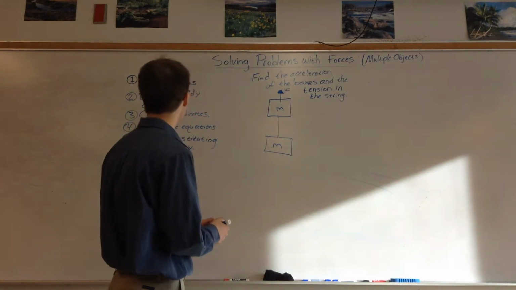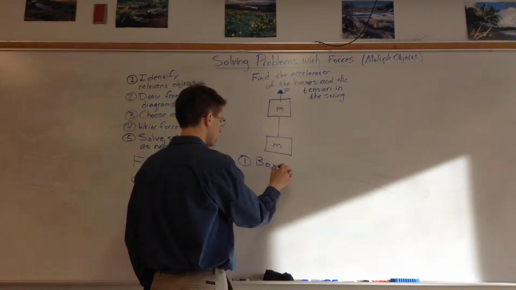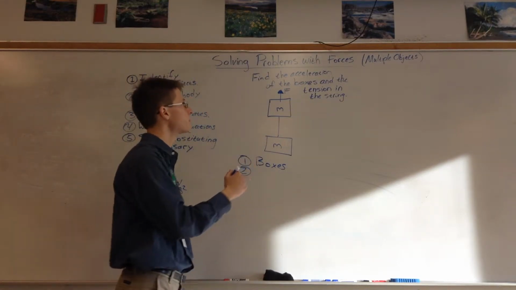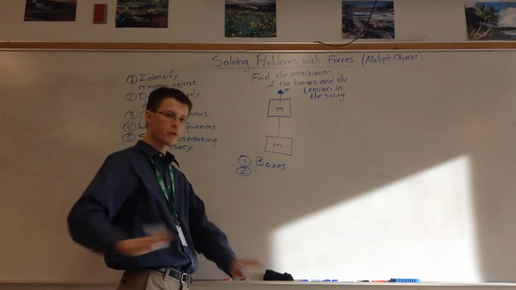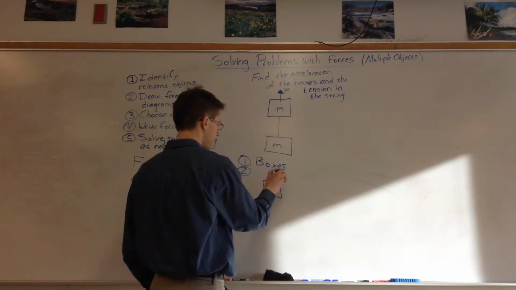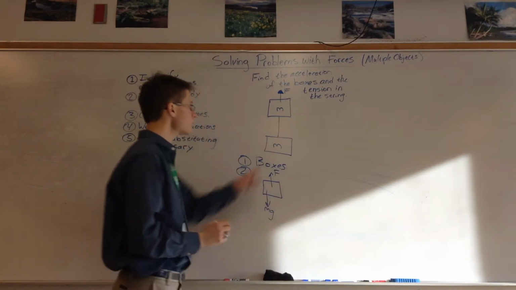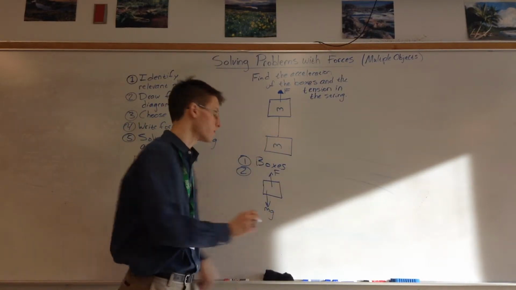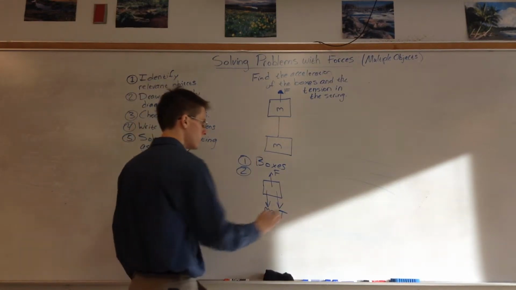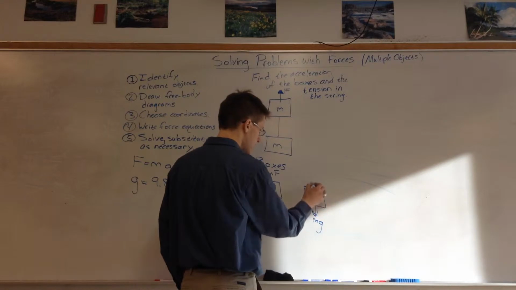So let's go ahead and identify the relevant objects, which is going to be both of the boxes. Step 2, we want to draw our free body diagrams. This time we're going to have one free body diagram for each object, again totally separate from each other. Our first object, which is on top, feels a force of F up and a force of gravity down, which is mg. However, it also feels tension down. So I'm going to write T down. We don't know what T is. Our second object feels mg down, and it feels tension up.